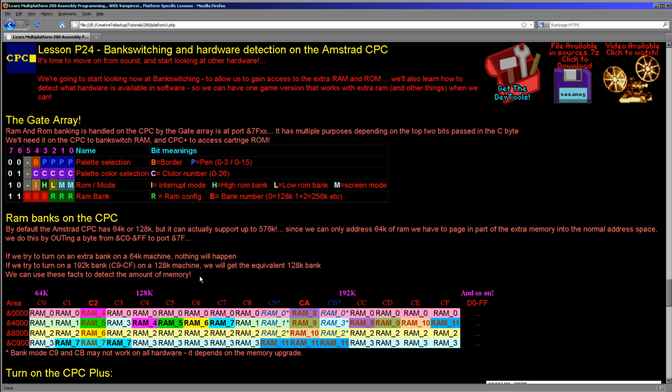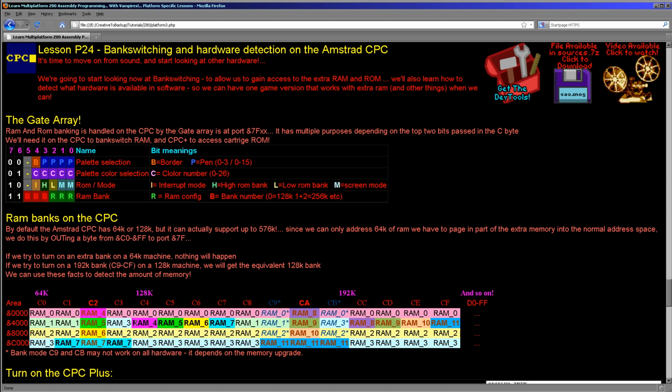So how does memory extension on the Amstrad CPC work? Well, it's relatively straightforward. As with all Z80 8-bit machines, you can only access 64 kilobytes of memory, and so as is common with these systems, what we can do is switch in different 16 kilobyte banks of memory.